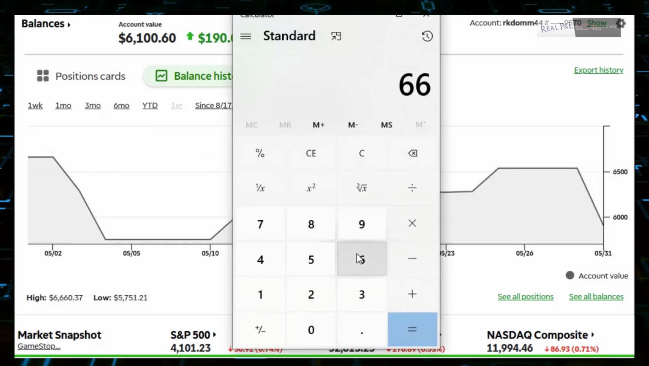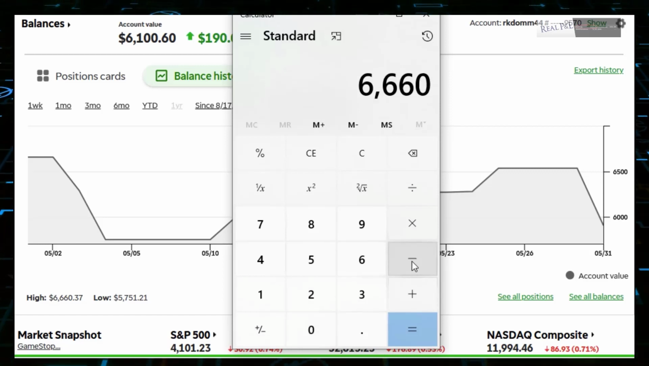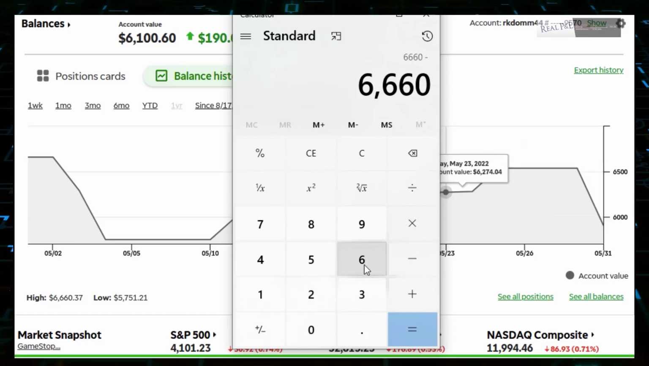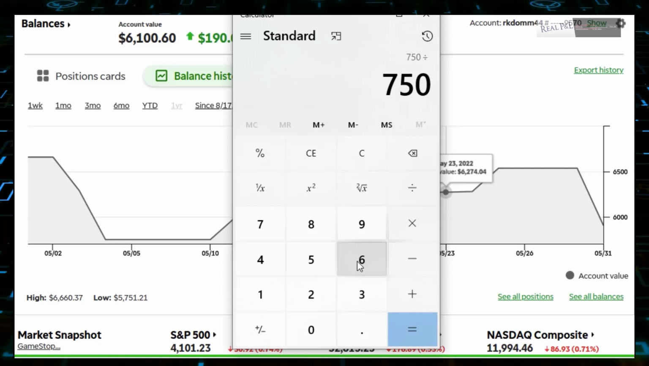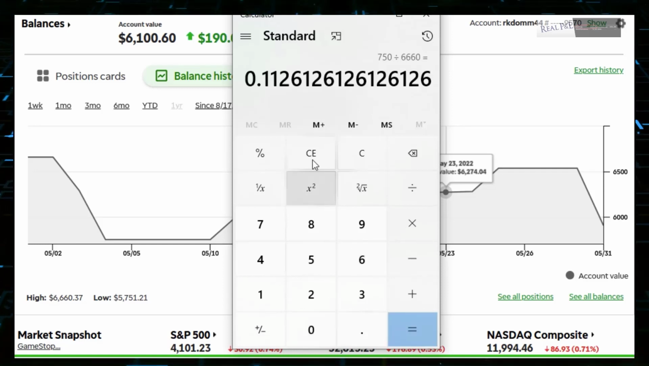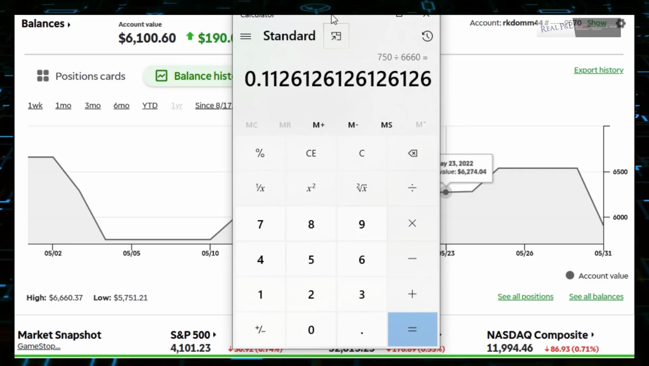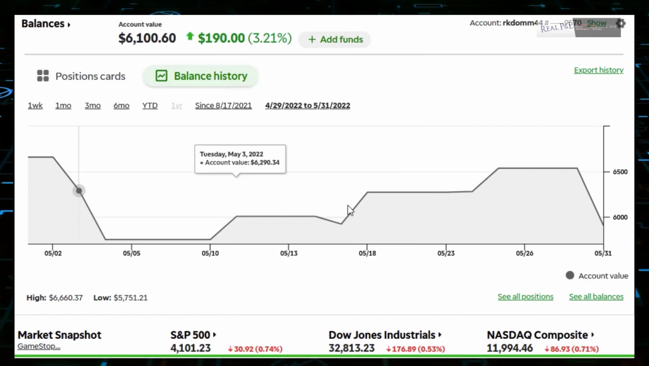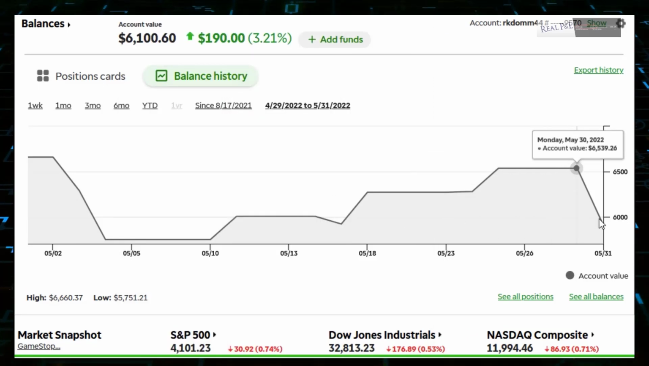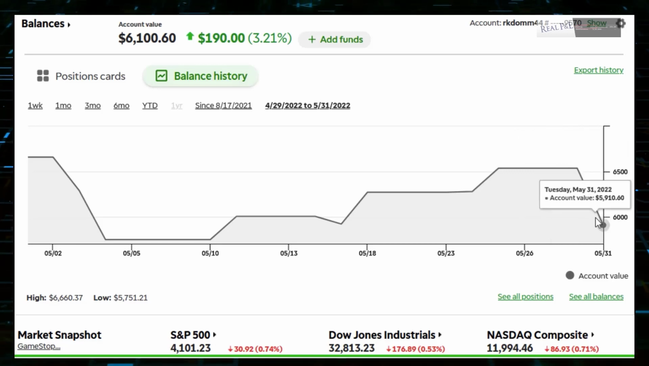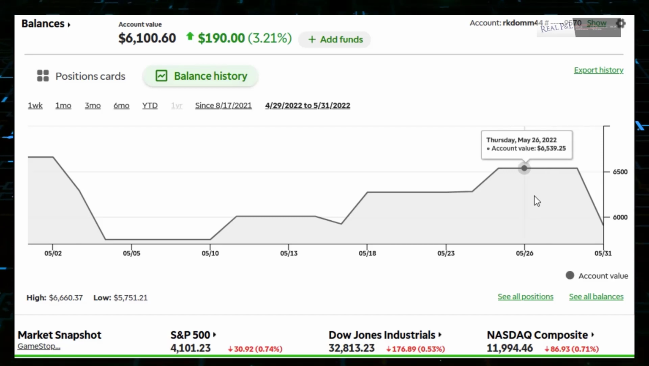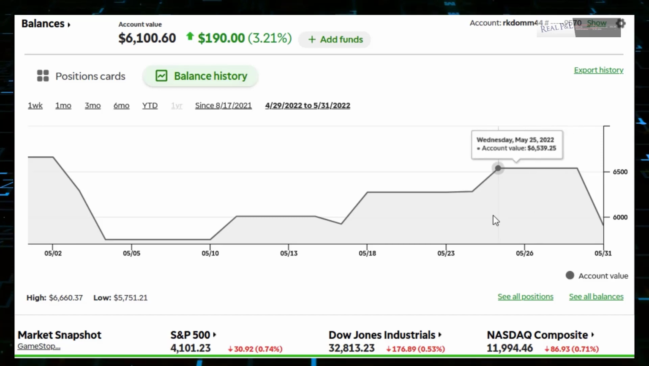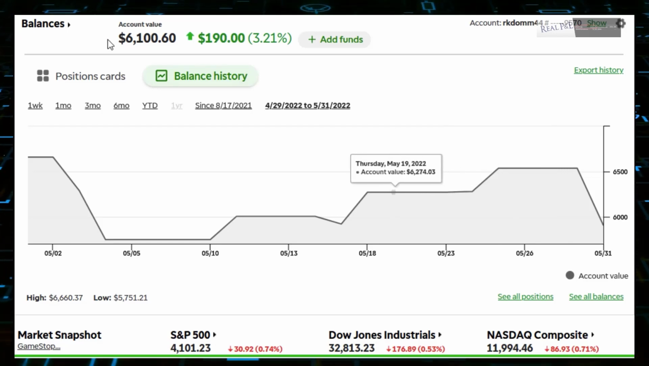So let's do a little bit of math. Started at 6,660 and ended 59.10. So we're down $750. 6,660. So we're down about 11%. So like I said, there can be some volatility in the P&L in this account. And that's just the volatility of being in one trade. It hasn't even closed out. We don't know what's going to happen with it. But down about 11% this month. But as far as the year to date, we're up about 18% on this account. Started with $5,000.